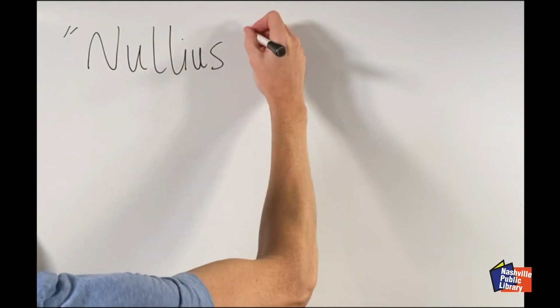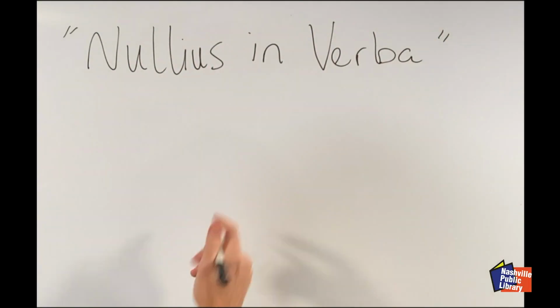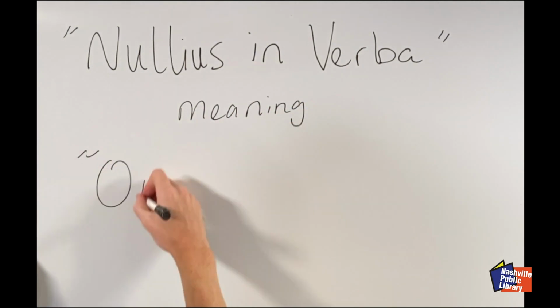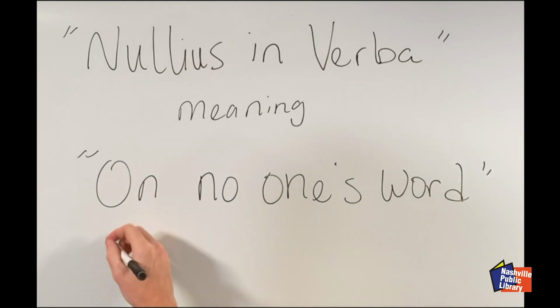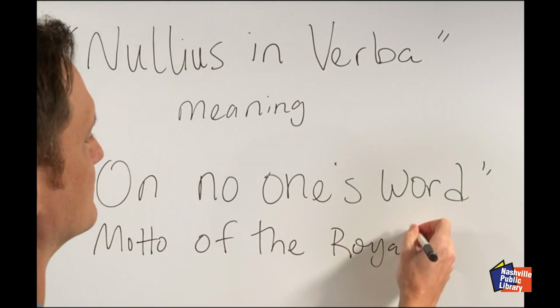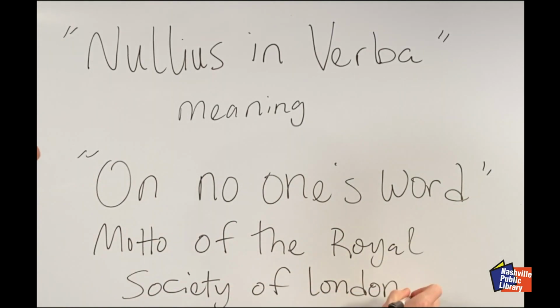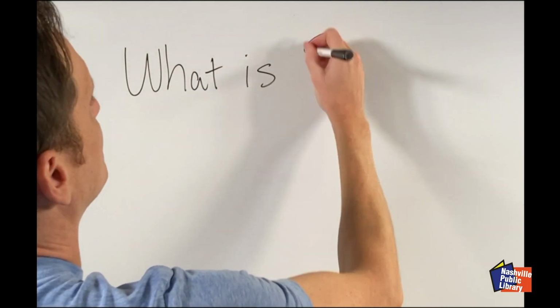Nullius in verba is a Latin phrase that means "on no one's word." This is the phrase that was chosen as the motto for the fellows of the oldest scientific organization, the Royal Society of London. Why did they choose this Latin phrase? The answer to this question is also the answer to what is science?